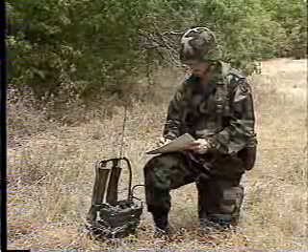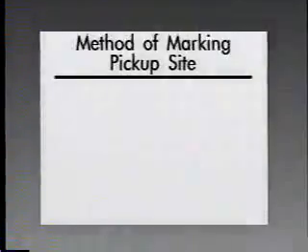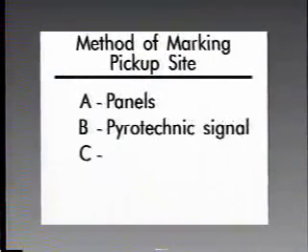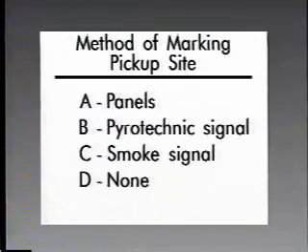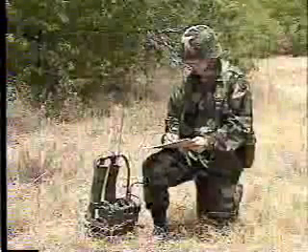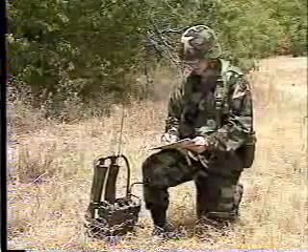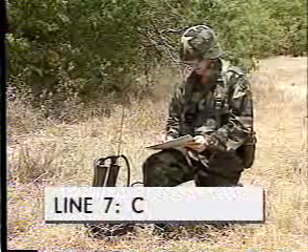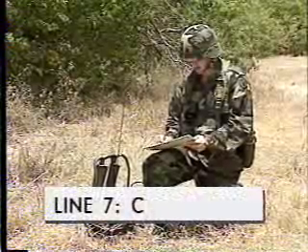To assist the crew in identifying the specific location of the pickup, encrypt the appropriate brevity code to indicate the method of marking the pickup site. Alpha, panels; Bravo, pyrotechnic signal; Charlie, smoke signal; Delta, none; Echo, other. The color of the panels or smoke should not be transmitted until the evacuation vehicle contacts the unit just prior to its arrival at the site. The crew should identify the color and the unit verify it. Charlie on line 7 indicates that a smoke signal will be the method of marking the pickup site.